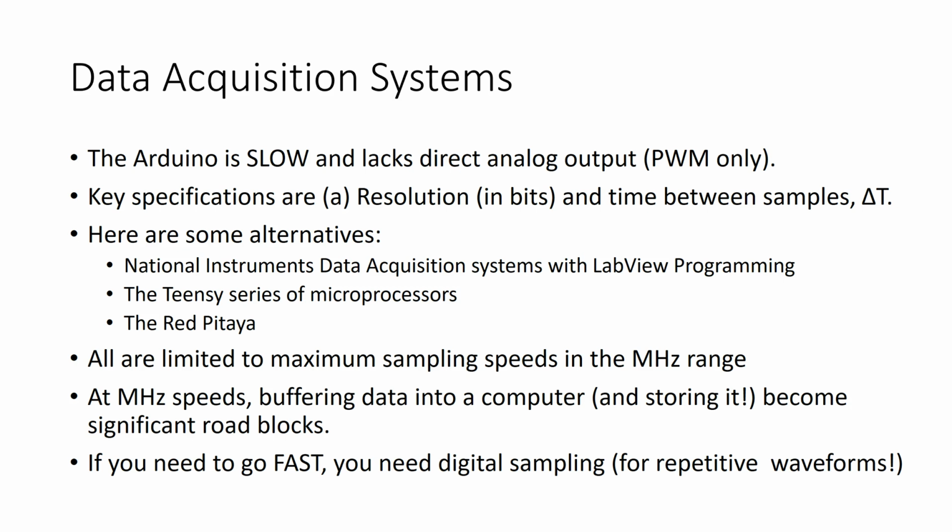Finally, I'll mention that if you need to look at fast events and your source of signal is repetitive, you are in luck, because there are many, even quite cheap, digital sampling scopes that rely on repetitive sampling of a waveform, so the sampling can occur at pretty low frequency, but by staggering the time intervals of sampling to very short intervals, you can plot out waveforms that are changing very rapidly.